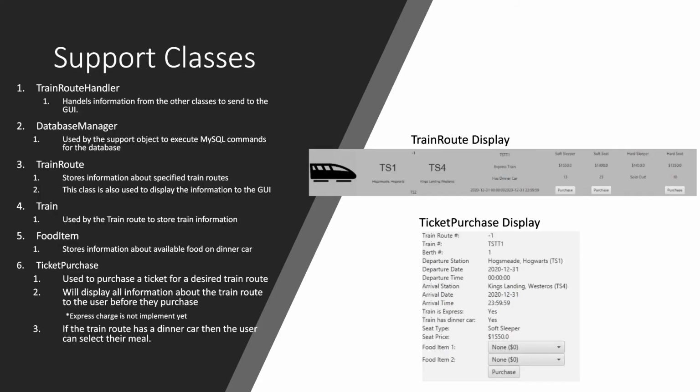The GUI is supported by several classes. One of the most important classes is the train route handler. The train route handler carries information to and from the GUI and other classes. Another important class is the database manager. This is used to send and retrieve data from the MySQL database. The other classes are used to display desired information to the user. One of these classes is the train route class that stores and displays the routes that the user searched for. The ticket purchase class handles the purchase of the ticket and displays the information one last time.